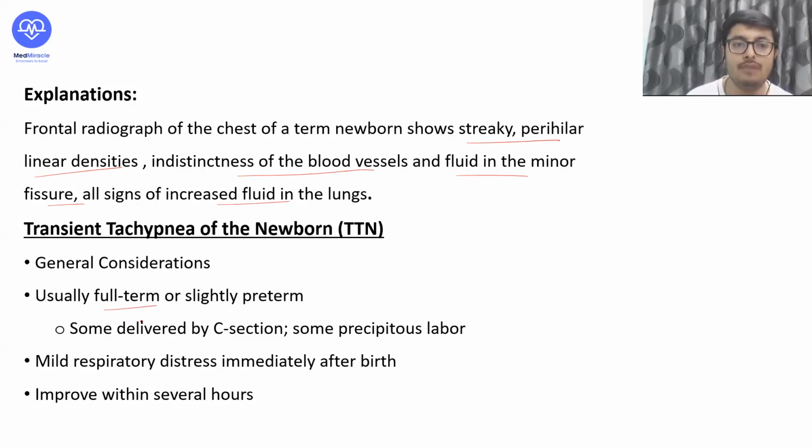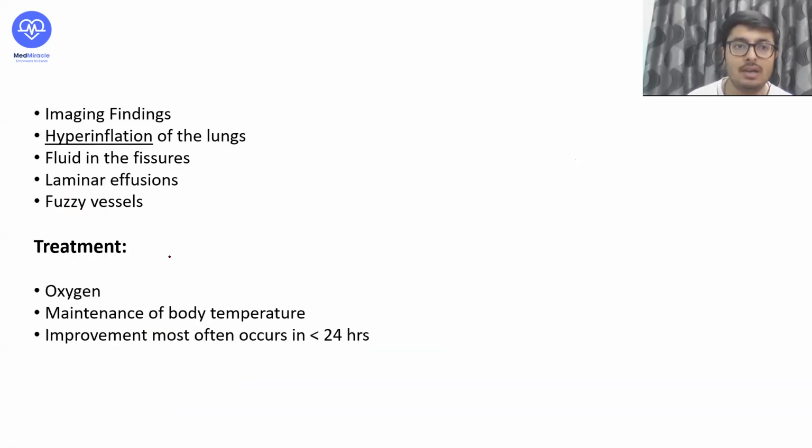It is usually seen in full-term babies who are delivered by cesarean section or a fast labor, right? Precipitous labor. Mild respiratory distress is there, which improves within several hours. Imaging findings: we see hyperinflation of the lung fields, fluid in the fissures, laminar effusions, and fuzzy vessels, because you cannot differentiate the fluid in the fissures from the bronchovascular markings. Treatment is oxygen support on a temporary basis, maintenance of body temperature, and mostly the improvement occurs within 24 hours. That is why it is known as transient tachypnea of newborn.